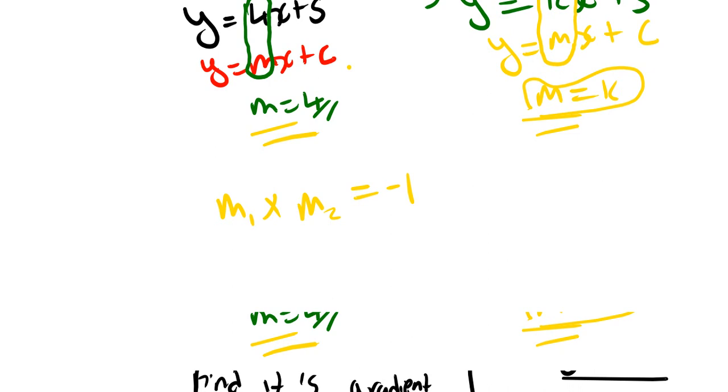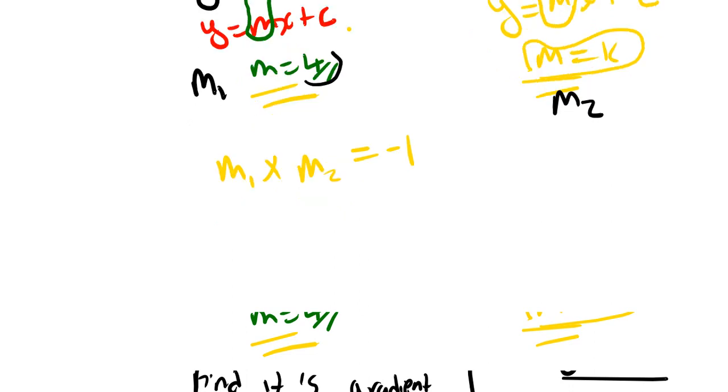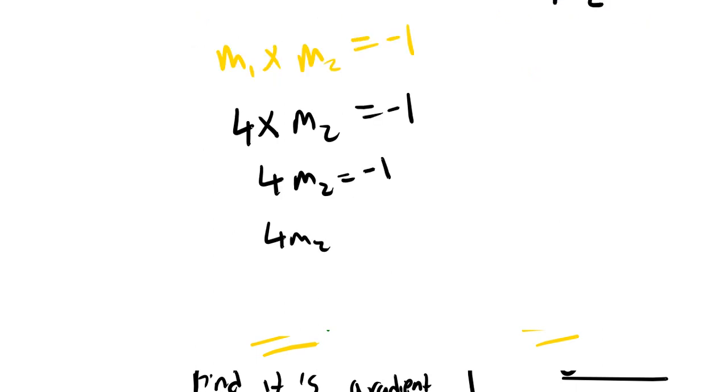So now let's label this one gradient 1 and this one gradient 2. Our gradient 1 is going to be 4, multiplied by our gradient 2, which is just m2, and this equals -1. So what we have is 4 times m2, that is 4m2 = -1. I'm going to copy and paste it: 4m2 = -1. Then I divide by 4 on both sides, implying that m2 is equal to -1 over 4.